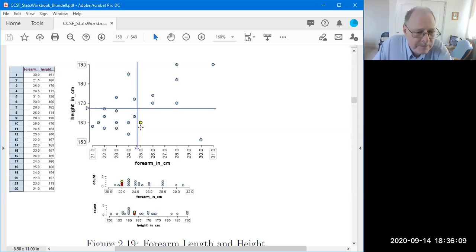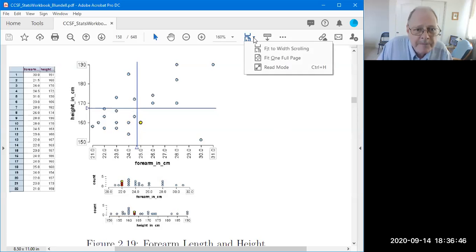Now, where is that person in this number line plot or dot plot for the forearm length? Can we tell? It's not one of these 3 people who have a forearm length of 24. But where's the 25? Is it one of these 2 dots? I need to make that bigger again.